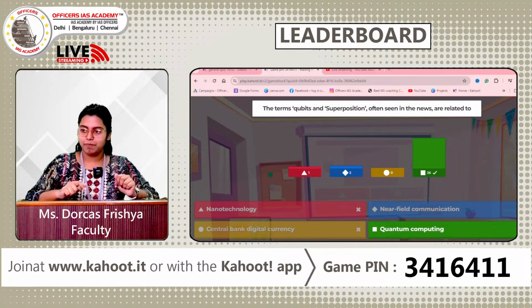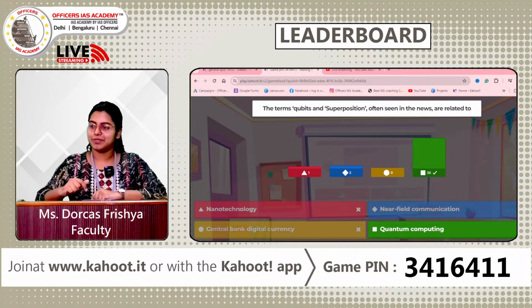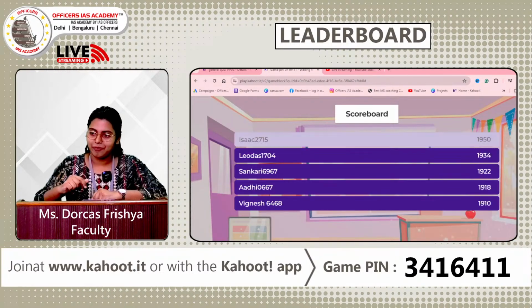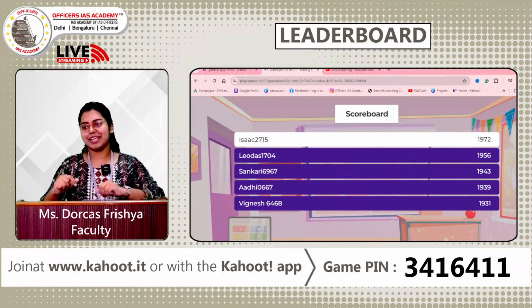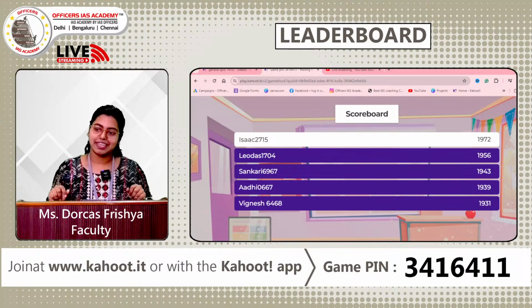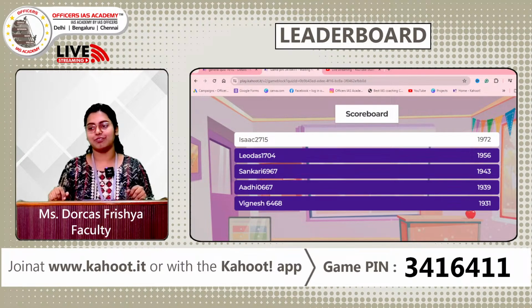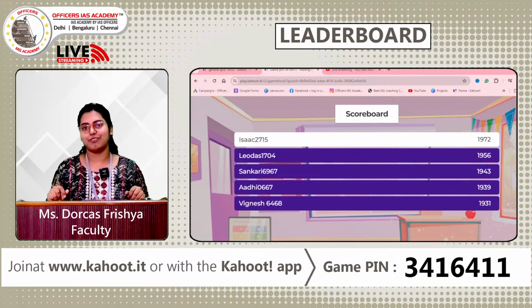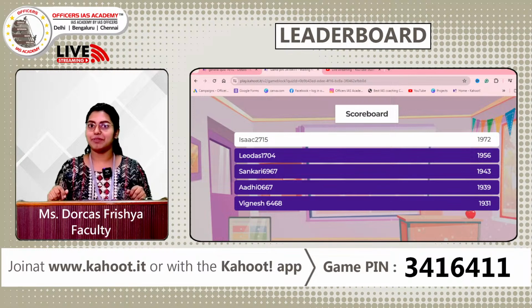Let us see who has scored up or who is holding on to their position. Okay, great work, Isaac. I can see you on the top place, very good, followed by Leo Das once again, Shankari on the 3rd place, Adi on the 4th position, and Vignesh on the 5th place. Great work, guys. Everybody participate.